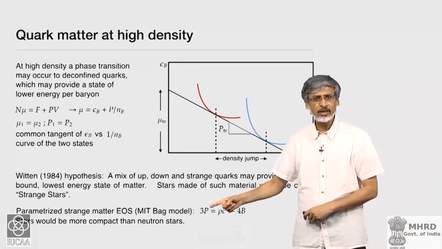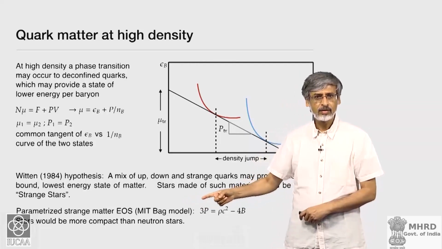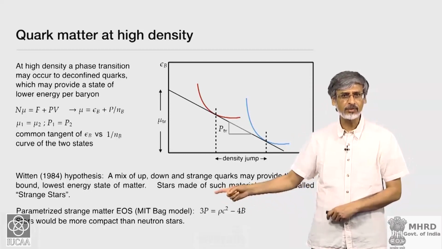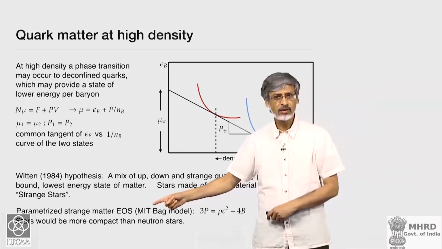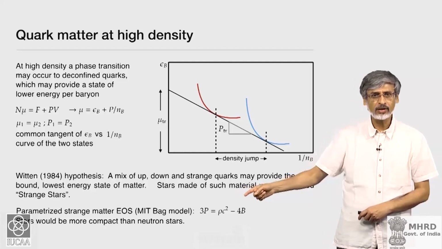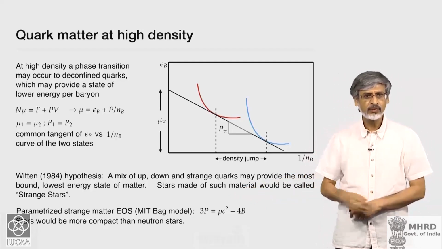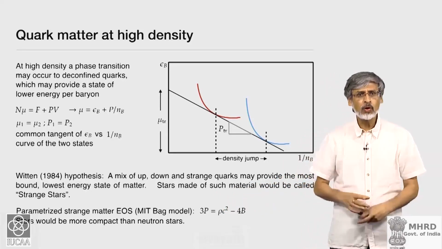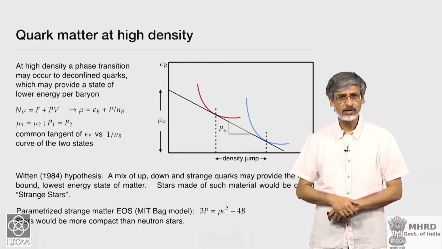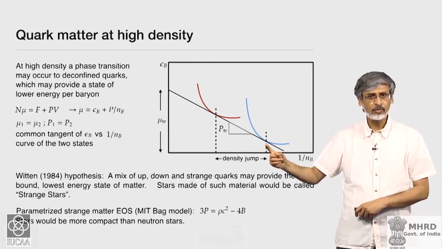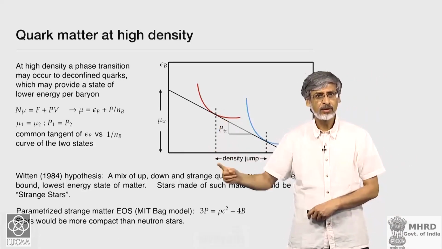The quark matter equation of state is possible to represent in relatively simple terms, through the MIT bag model, where it is simply 3 times pressure is rho c squared minus 4 times the bag constant. And stars held by this kind of equation of state will be more compact than neutron stars of the same mass, because obviously the number density has changed from a smaller value to a much larger value when you go to the quark state.